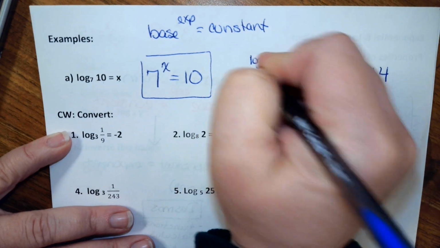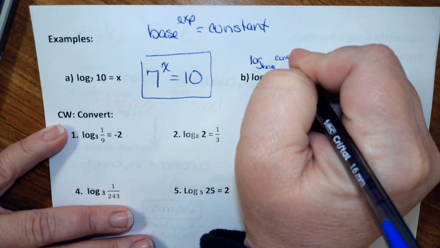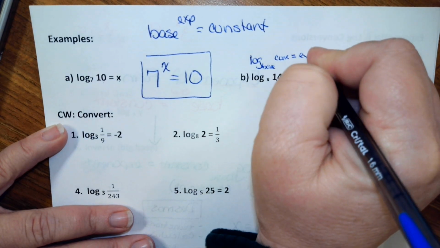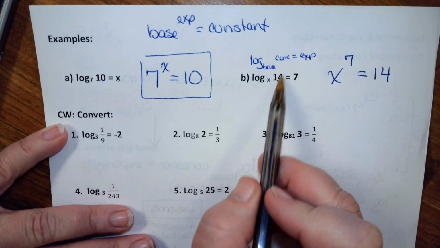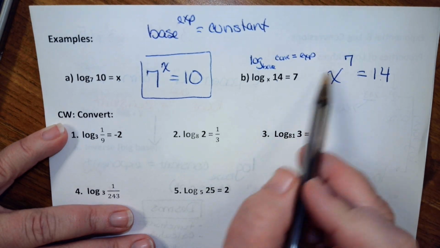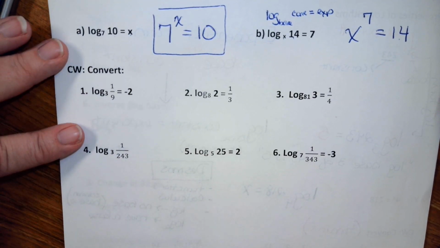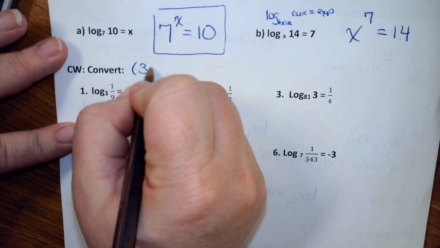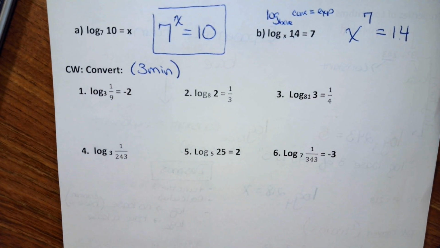And until you get used to it, you could come right here and put log base constant equals exponent. So my base was x, my constant was 14, and my exponent was 7. So pause the video right here. Let's take about 3 minutes to convert these right here.